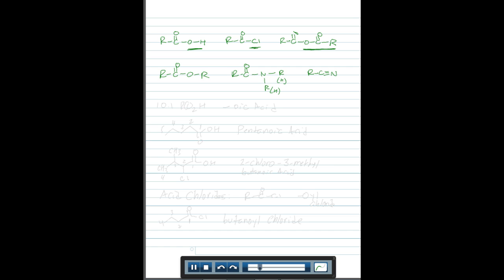We're going to quickly go over how to name these. The only naming that I want you to know for sure is the carboxylic acid. That will be on the exam or quizzes, how to name carboxylic acids. But how to name acid chlorides, anhydrides, esters, amides, nitriles, those are not going to be on the exam. But I'm just going to go over them just so I can say that I have taught you how to name them. All right? So carboxylic acids end in oic acid.